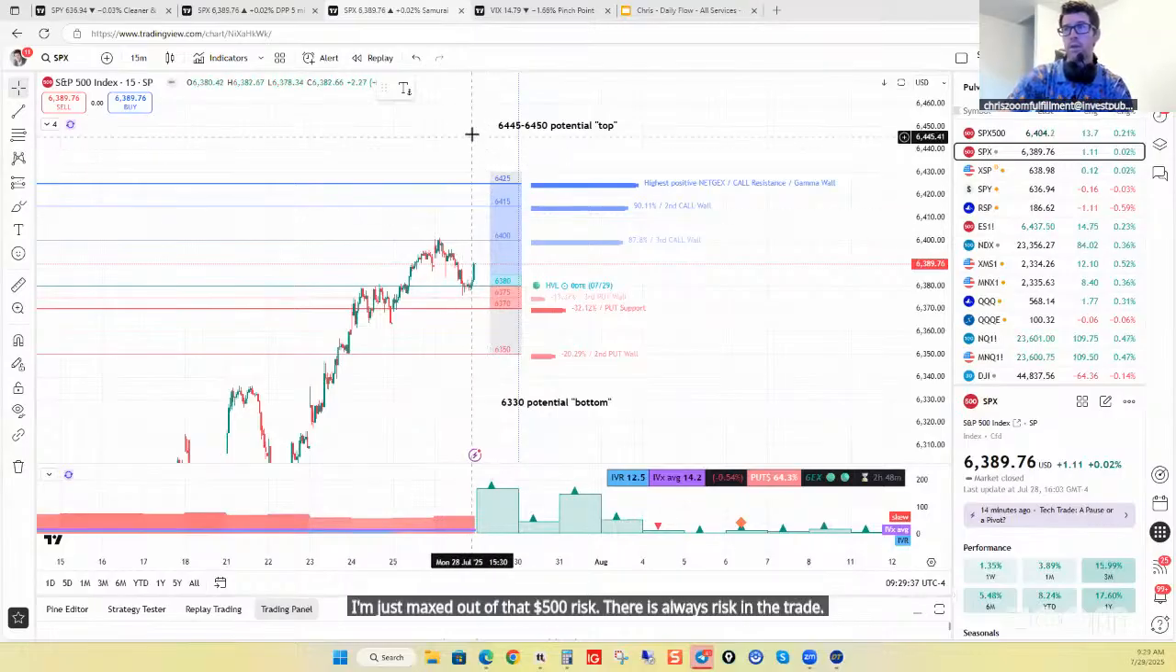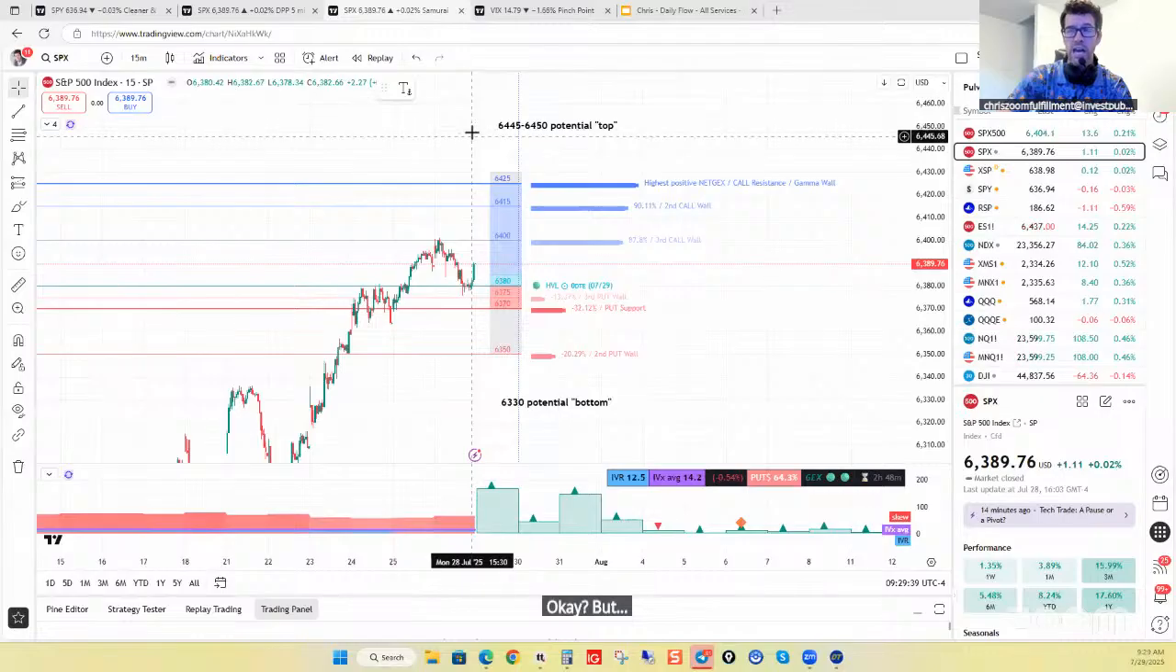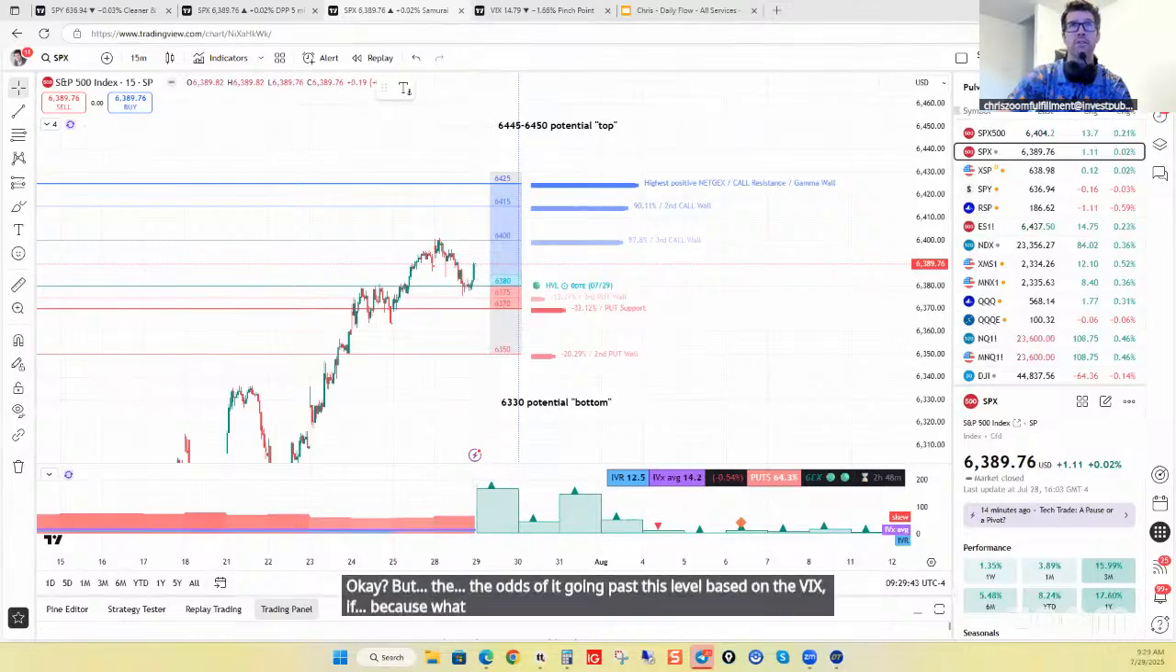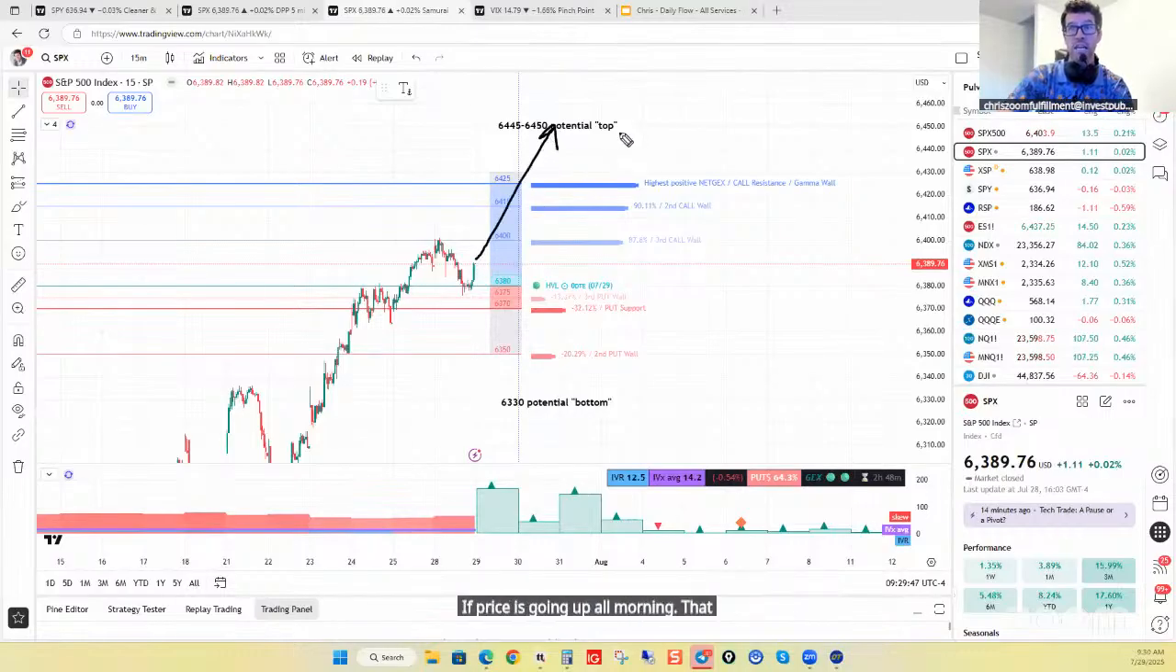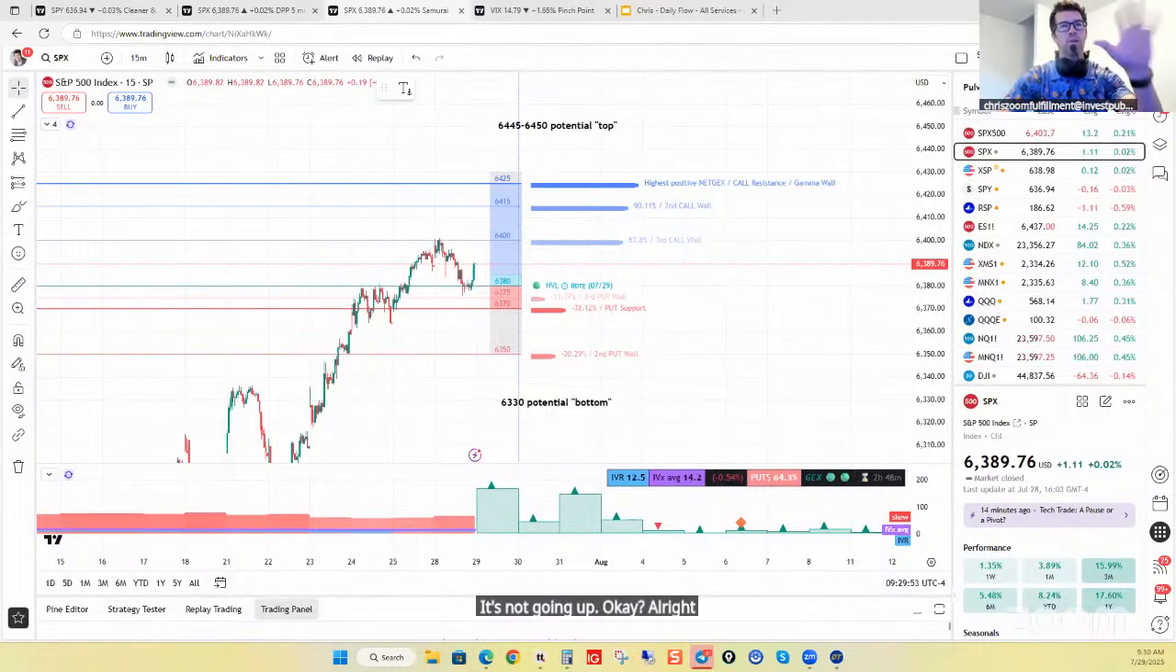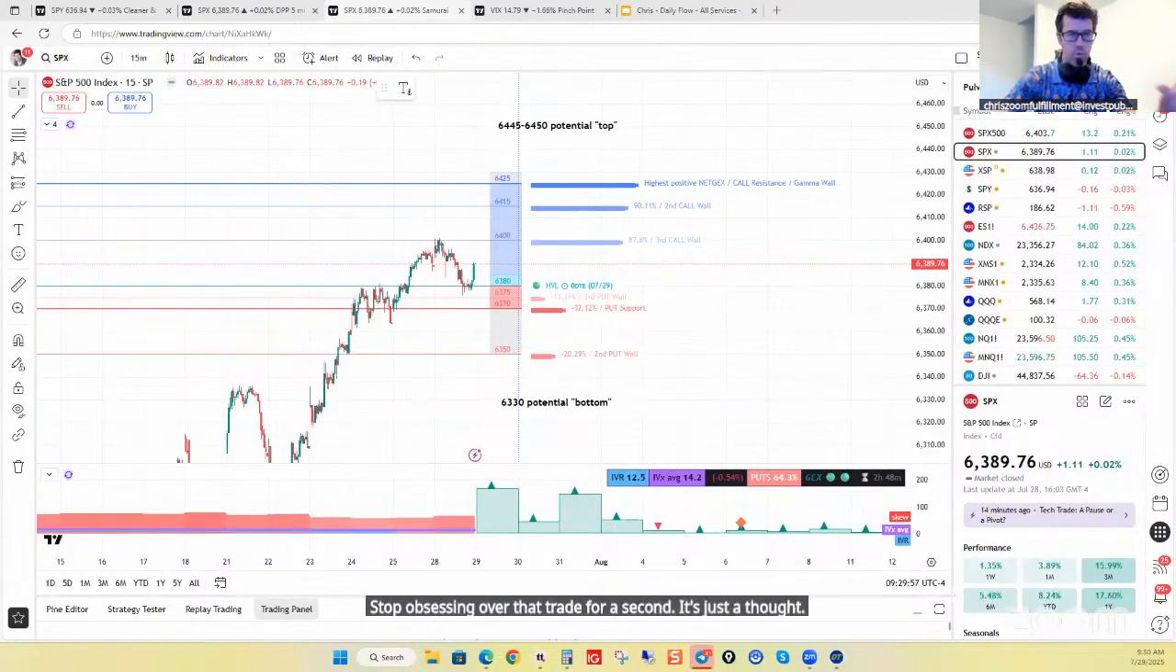Okay, but the odds of it going past this level based on the VIX, because what happens to the VIX? If price is going up all morning, that VIX is likely not going up. It's not going up. Okay, all right. So look, stop obsessing over that trade for a second. It's just a thought. There's other ways to trade.